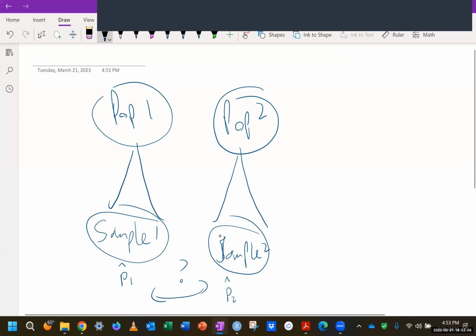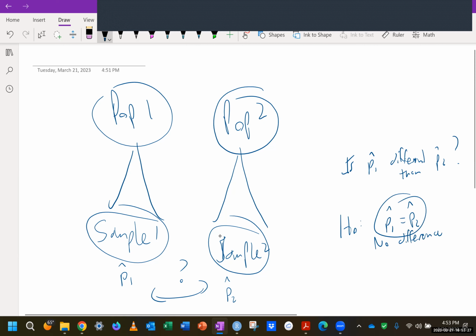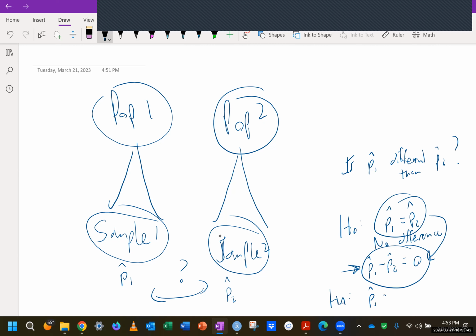And the way we test that is, is P1 different than P2? Is that the case? We would say H naught is P1 equals P2. There is no difference. And if you think about the statement here, we could rewrite this as P1 minus P2 equals 0. Same statement. And so this is the test we're going to use. H alternative would say, no, P1 is not equal to P2. And so that's what we're doing.